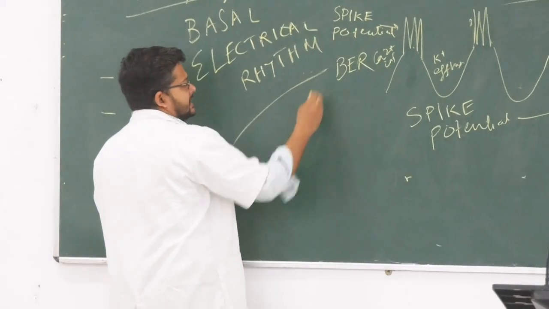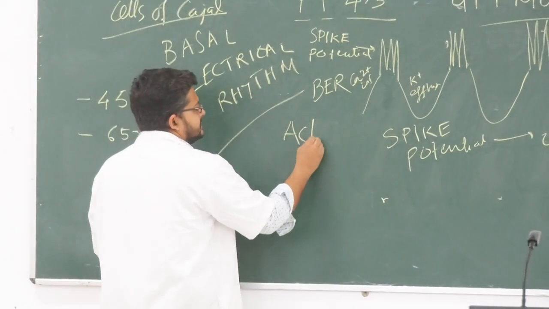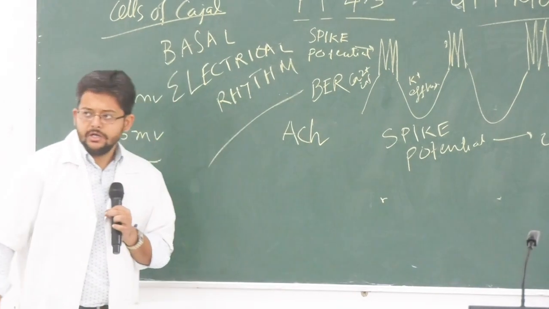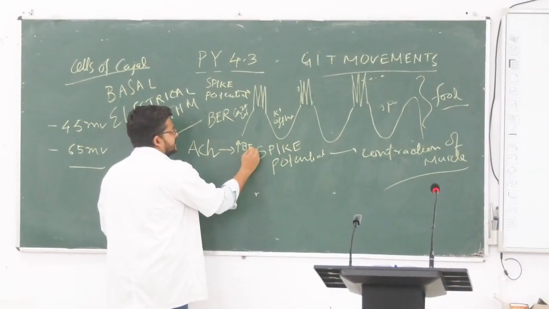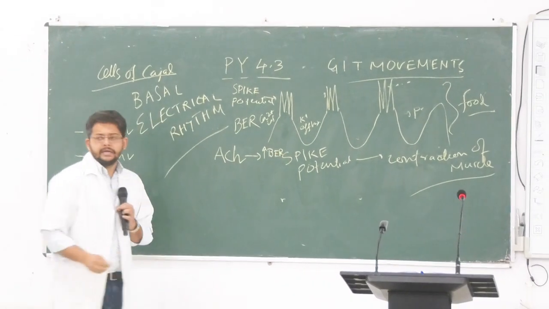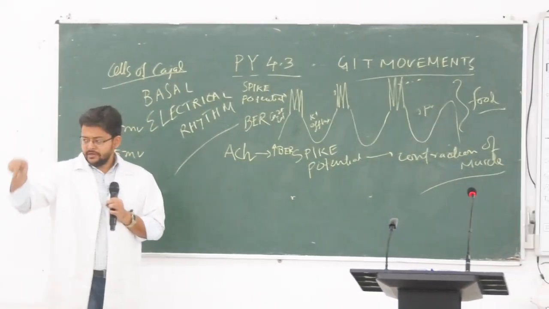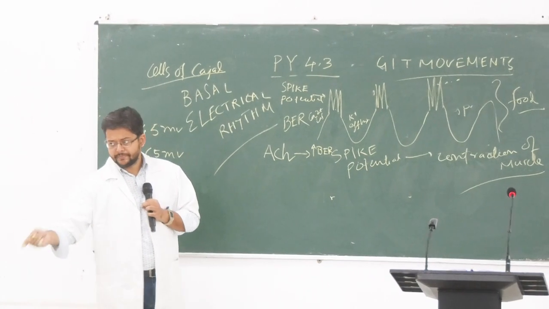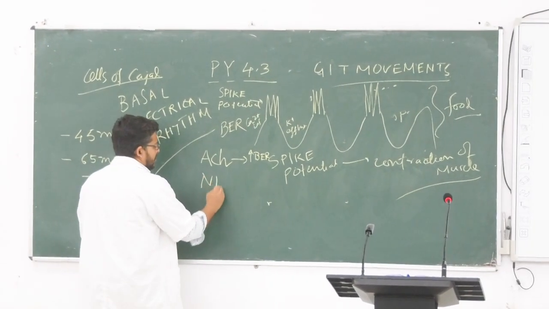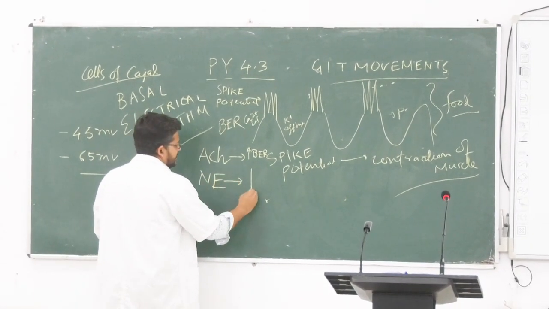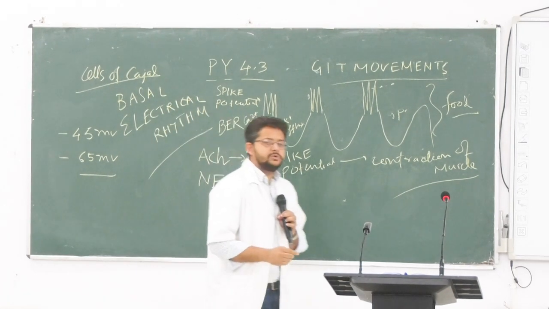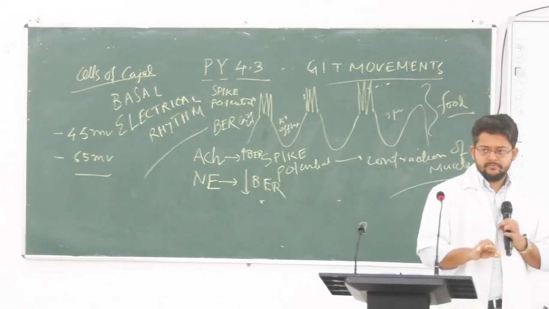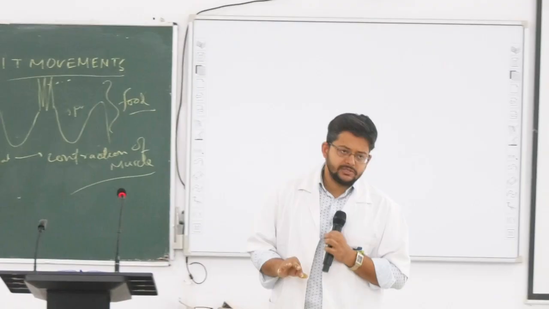Usually, this is increased by parasympathetic neurotransmitter. So acetylcholine increases the rate of BER and the rate of spike potential, and the sympathetic system reduces the rate of BER and the rate of spike potential. So noradrenaline or norepinephrine reduces the BER. These are the terms which we will expect in the paper. So you have to write these terms in the paper.